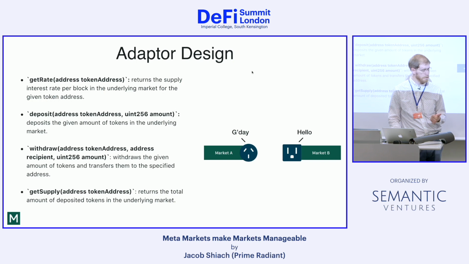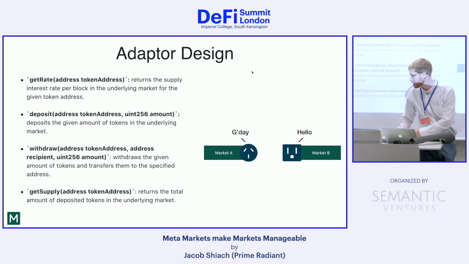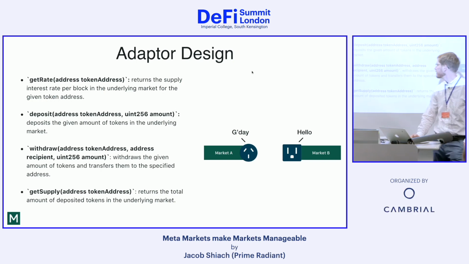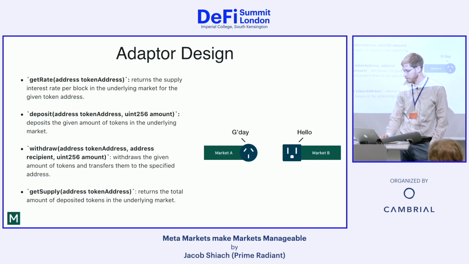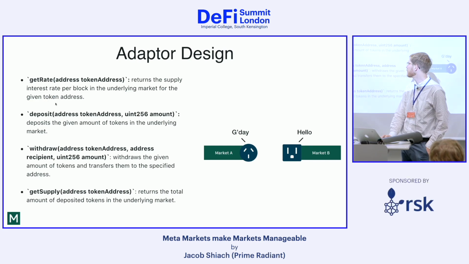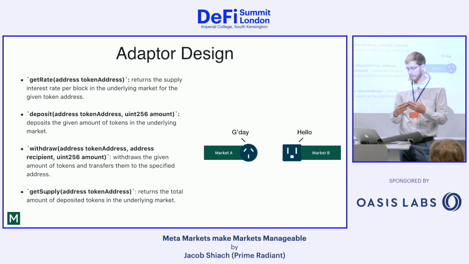So the adapters themselves are pretty simple. Mainly if we can write something where you get a rate, deposit, withdraw, and then get supply, then we can adapt it into the system.